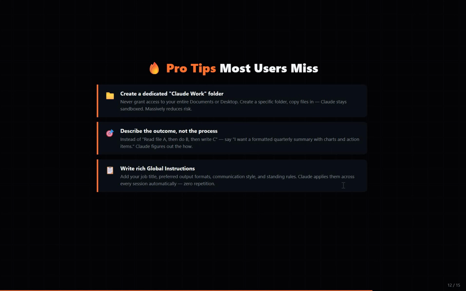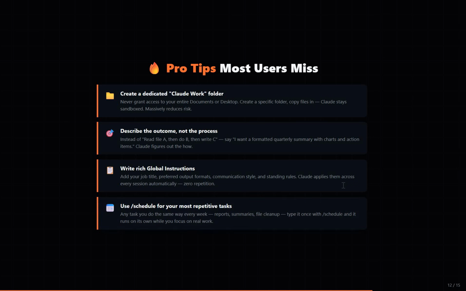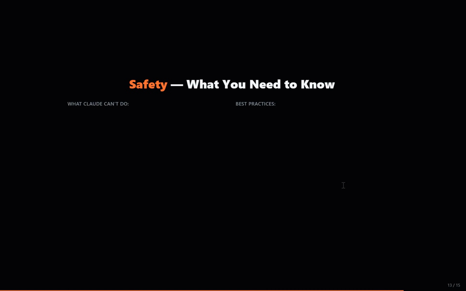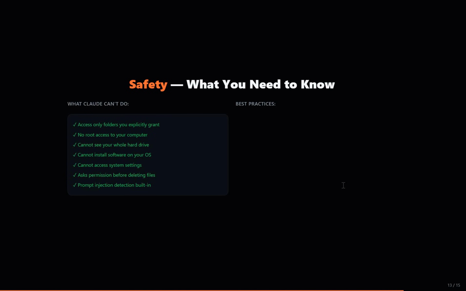Write rich global instructions. Give your job title, what you are. Say that as part of a marketing team, I would like to do this, or I'm part of sales engineering, I want to do this. Use schedules for repetitive tasks. You don't have to do it manually every time. Just create a scheduled task, as I showed you, and it will keep running safely.